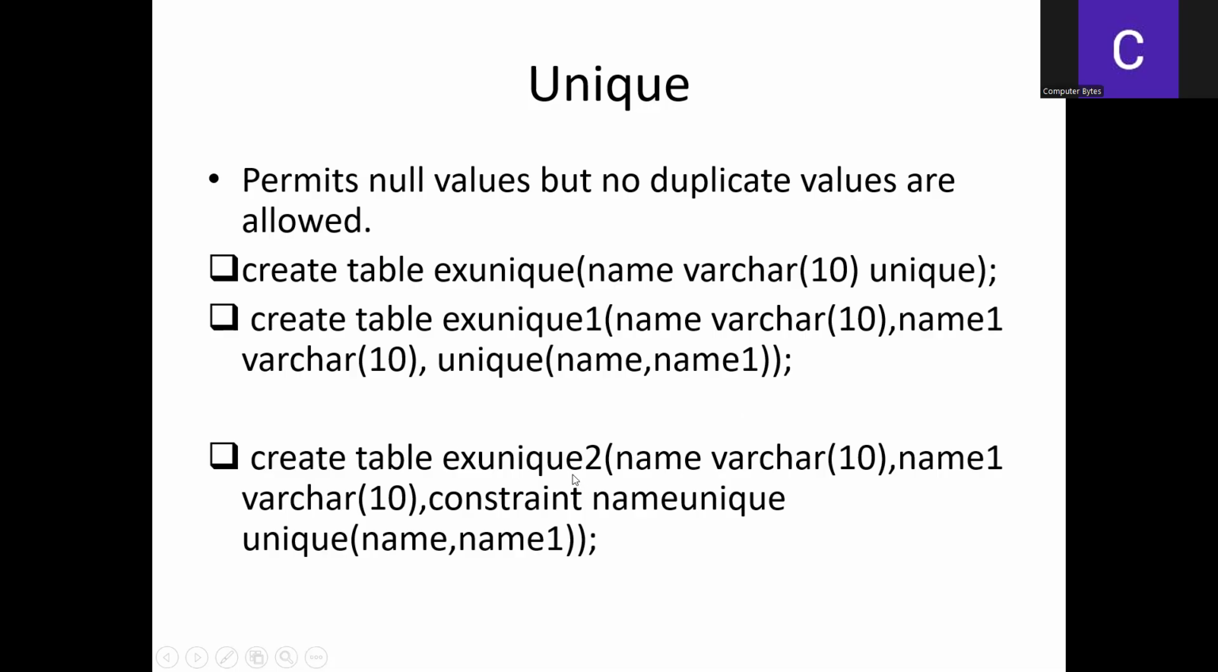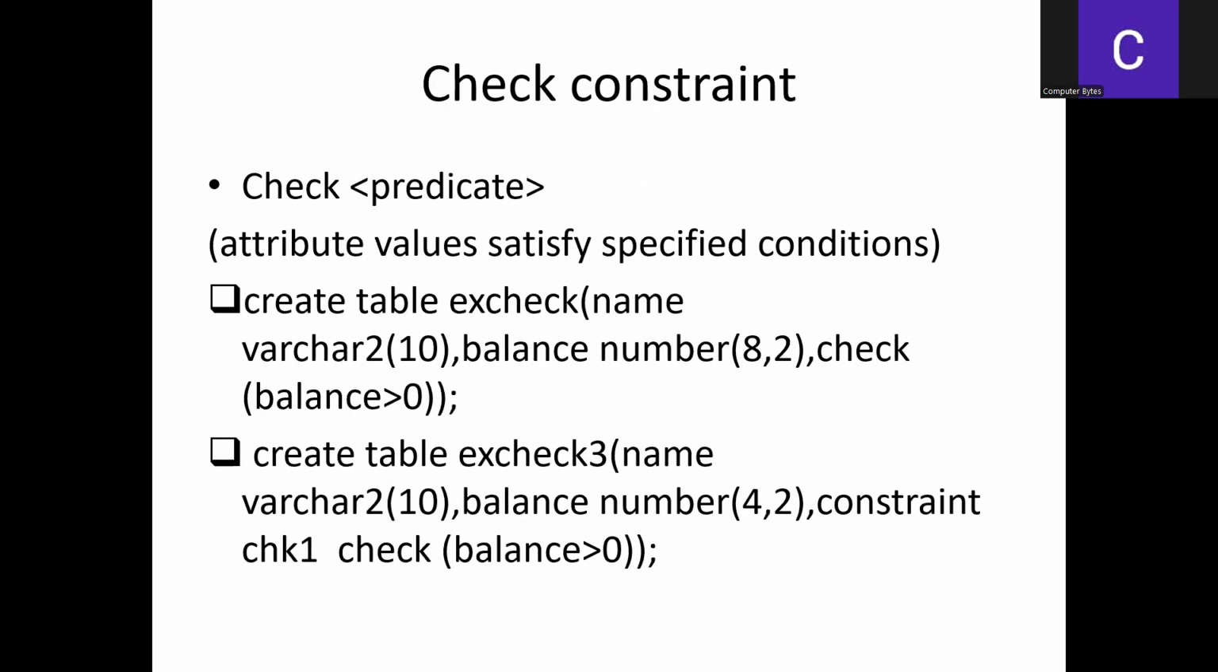Then you can mention the unique keyword and list the column names as such, or give the constraint name and then the unique constraint. There are two ways to mention the unique constraint.